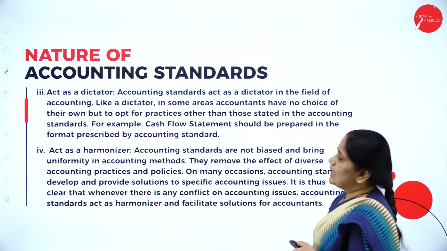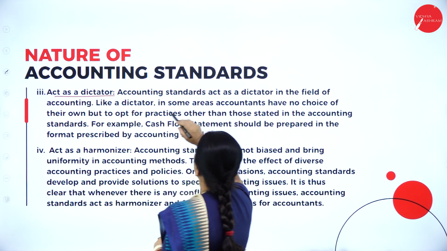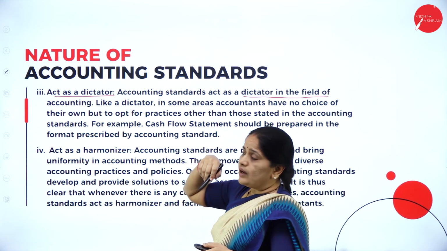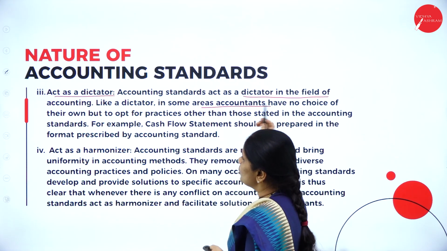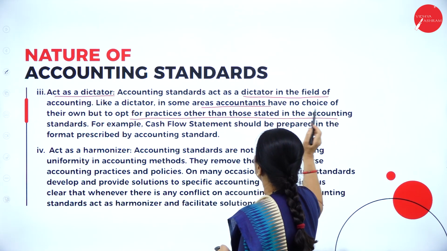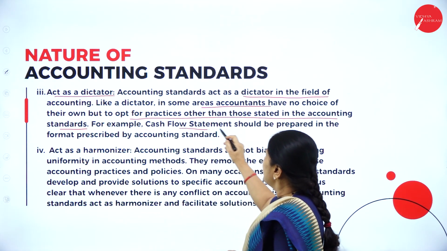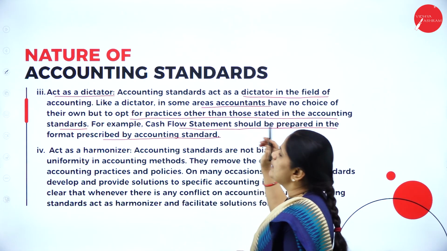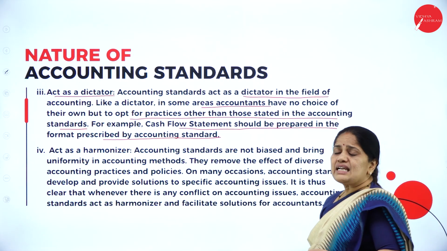Then, next one is, it acts as a dictator. Accounting standard acts as a dictator in the field of accounting. Like a dictator, in some areas, accountants have no choice of their own but to opt for practices other than those stated in the accounting standards. For example, the cash flow statement should be prepared in the format prescribed by the accounting standards. So, it acts like a dictator.